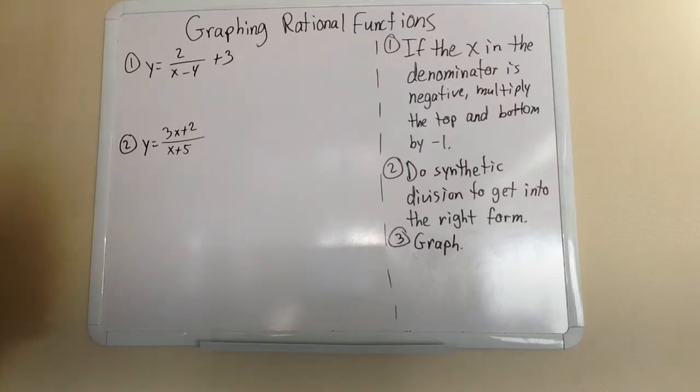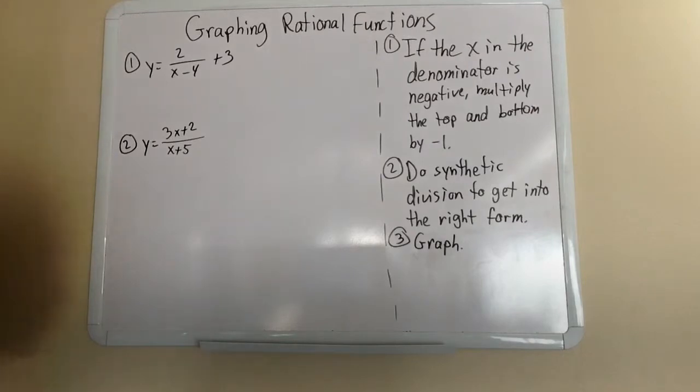So the very first thing we need to do is, if there's an x in the denominator and it's negative, you need to multiply the top and the bottom by -1. The second step is do synthetic division to get into the right form, and the last thing is just graphing. Well, the first one is already in the right form.